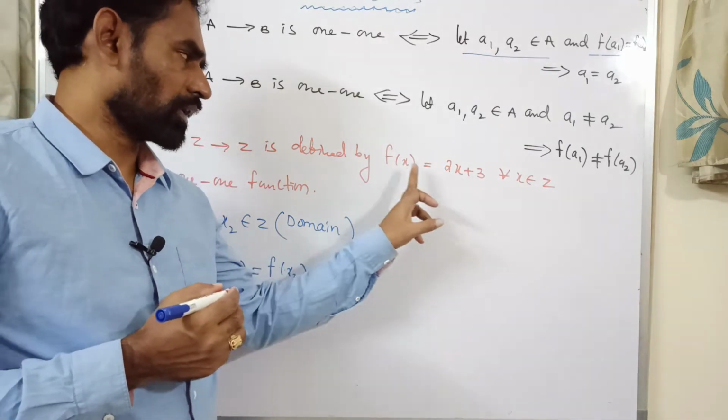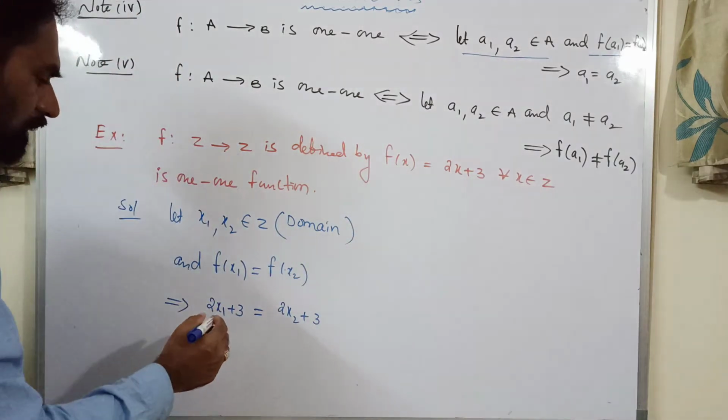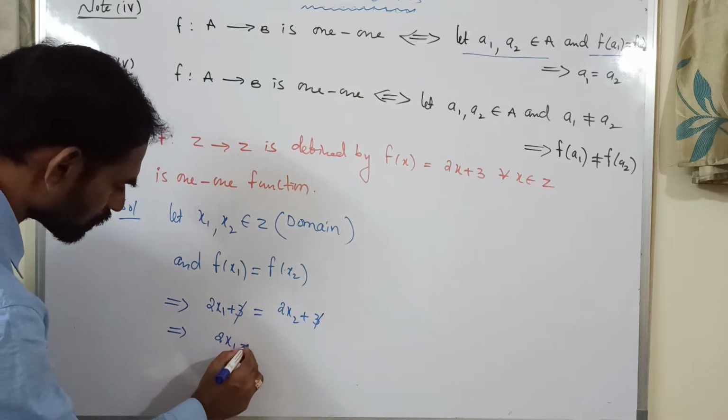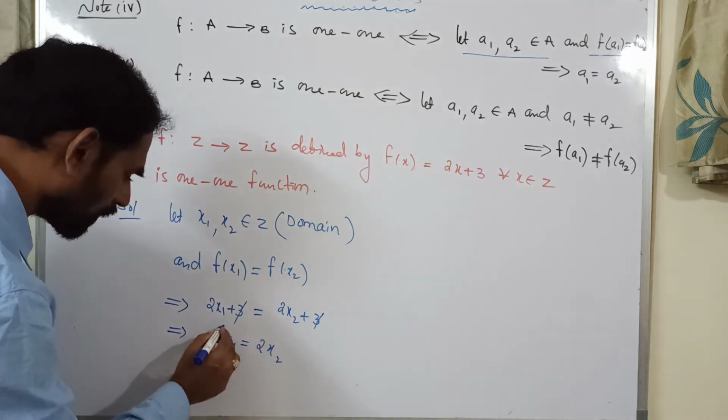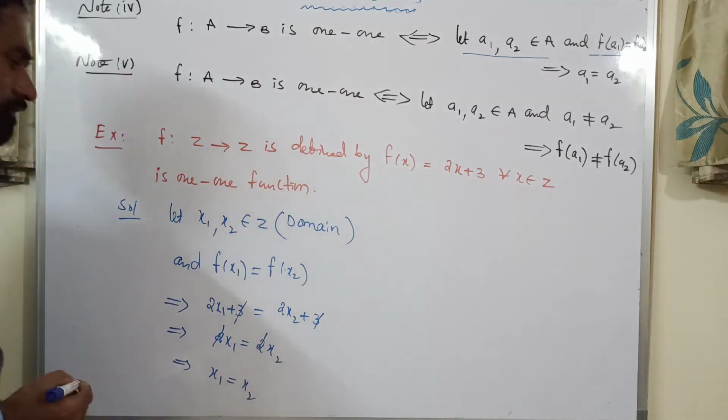f of x1 is 2x1 plus 3, f of x2 is 2x2 plus 3. Here observe this, 3 gets cancelled. That implies 2x1 equals 2x2. And now the 2 cancels, that implies x1 equals x2, I am getting.